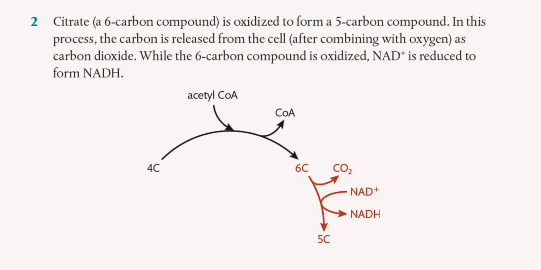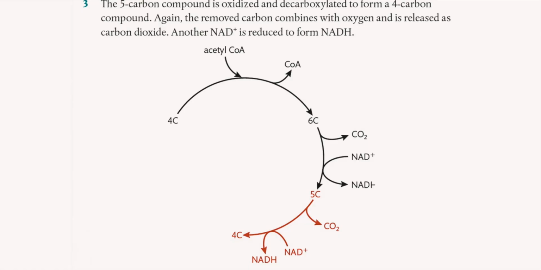As that carbon comes off, so does some hydrogen. That hydrogen, just like it has been throughout the process so far, is picked up by an NAD+ molecule, which becomes NADH. That now leaves us with a 5-carbon molecule. You don't need to know the names of all these intermediary molecules. I know. Good news, right?